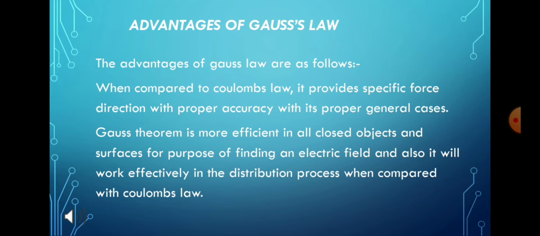Now, let us talk about the advantages and disadvantages of Gauss's law. First, let me tell you about the advantages of Gauss's law. The advantages of Gauss's law are as follows. When compared to Coulomb's law, it provides specific force direction with proper accuracy in general cases. Gauss's theorem is more efficient for all objects and surfaces for the purpose of finding an electric field, and it also works effectively in charge distributions when compared with Coulomb's law.